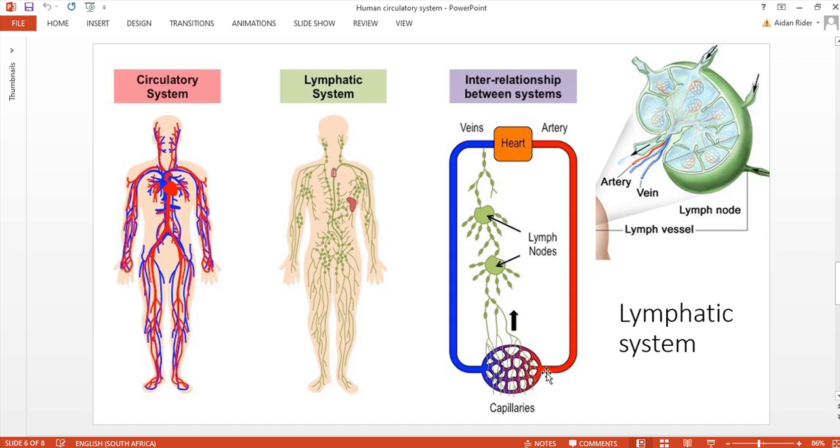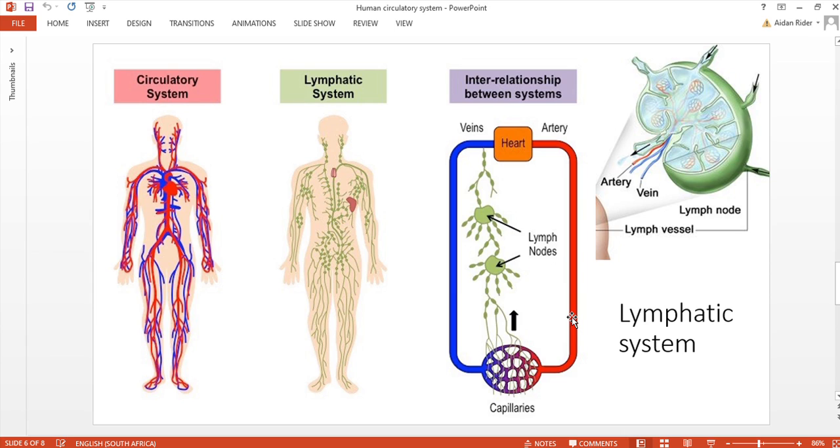When the plasma overflows and enters into the body tissues, the overflow of that liquid goes into the lymphatic system, and eventually the lymphatic system puts all that liquid back into the bloodstream. So it's basically a mop-up thing. Any overflow goes into the lymphatic system and is put back into the bloodstream.